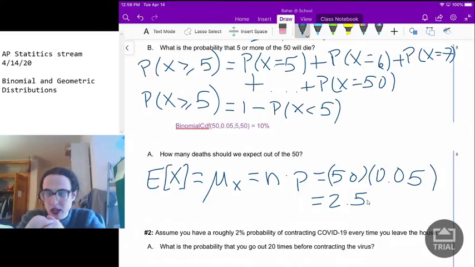Okay, so these are some examples of the binomial distribution. We're running a little long today, so I will save the second problem about geometric distributions for my next stream, which is hopefully tomorrow, April 15th. If it's not, I will keep you guys updated.